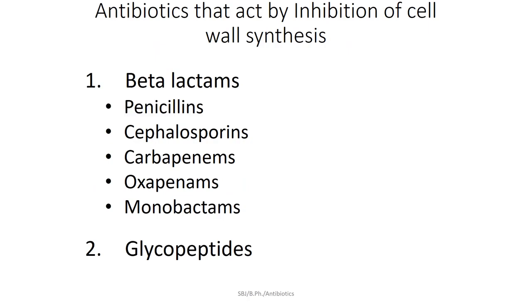Let us start with the antibiotics that act by inhibition of the cell wall synthesis. Now, which are these antibiotics? These are the beta-lactams and the glycopeptides. You already know that beta-lactams include penicillins, cephalosporins, carbapenems, oxapenems, and monobactams. So next, we shall see the beta-lactam antibiotics in detail.